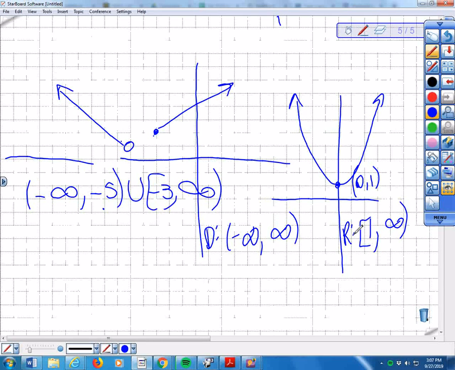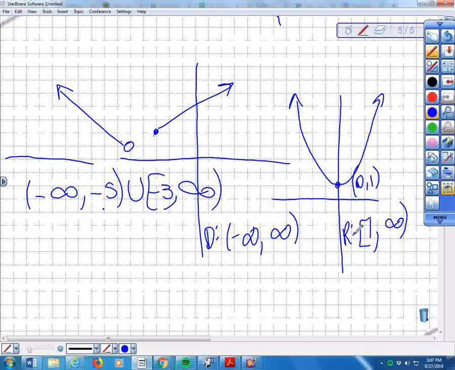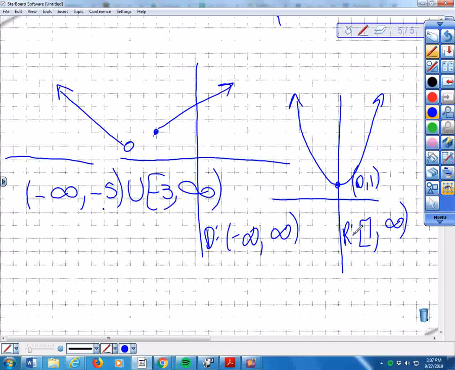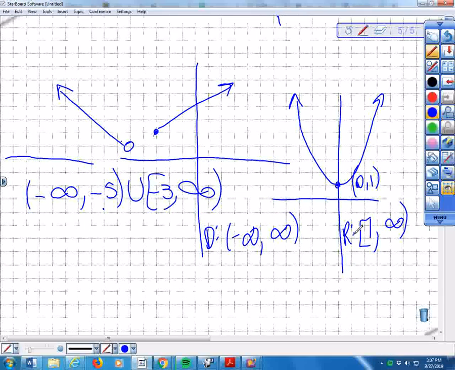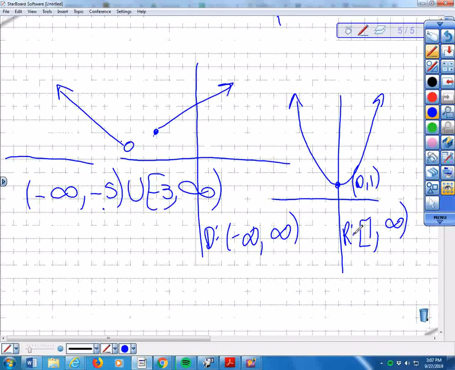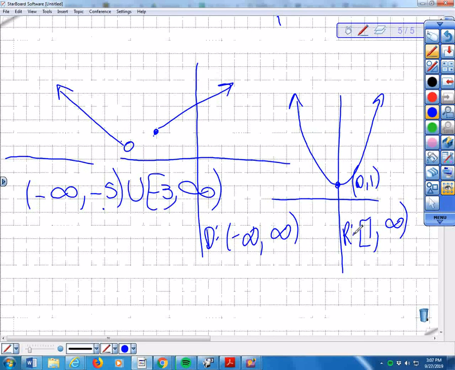Okay, so understanding what a function is is part of this lesson. Being able to look at a graph and see if it's a function. And then being able to look at a graph and identify its domain and range. Those are the pieces of this section.